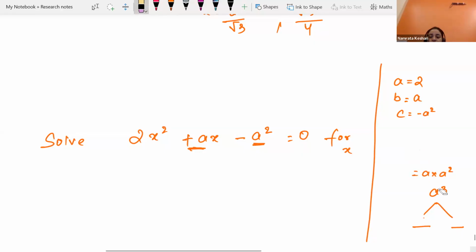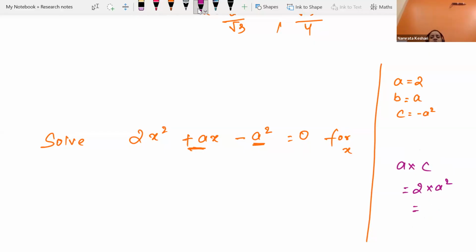A into C. Oh, it's A into C, which is 2 into a square. Sign we will not worry about, sign it's fine, we will be able to manage that. So 2a square we are getting. Now we will try splitting this 2a square by using two such terms which added together or maybe subtracted together will generate the middle term, that is just a.